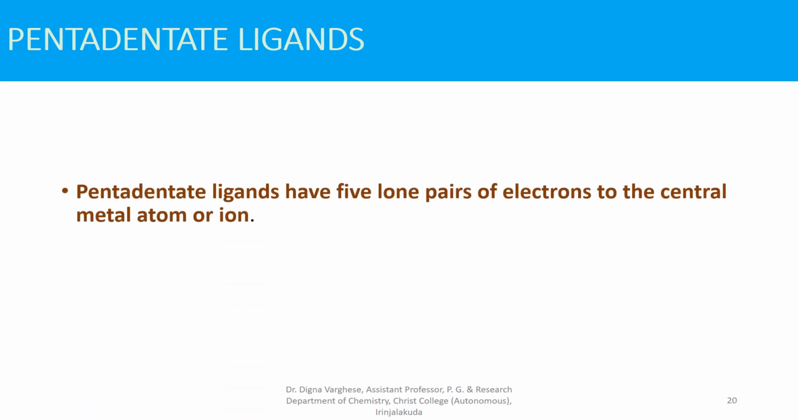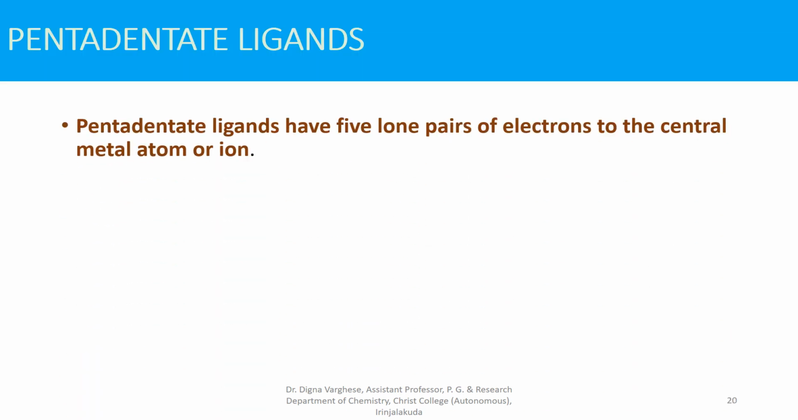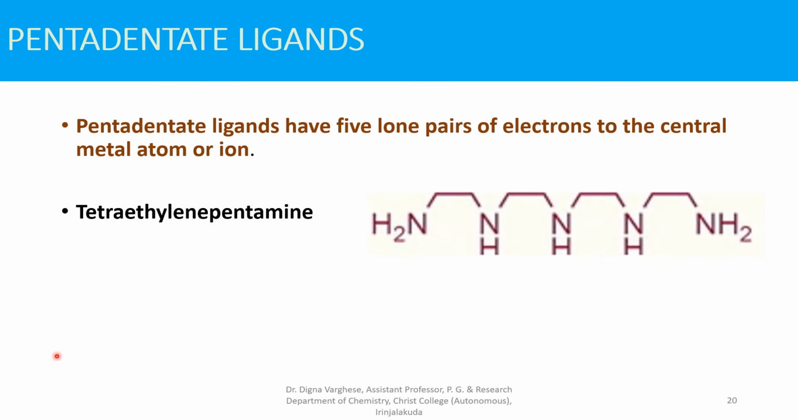Pentadentate ligands. Pentadentate ligands have 5 donor sites or 5 lone pairs of electrons to donate to the central metal atom or ion. An example is tetraethylene pentamine. Here you can see 5 donor sites: this nitrogen, second, third, fourth nitrogen and fifth nitrogen that can be coordinated to the metal atom. So it is a pentadentate ligand.